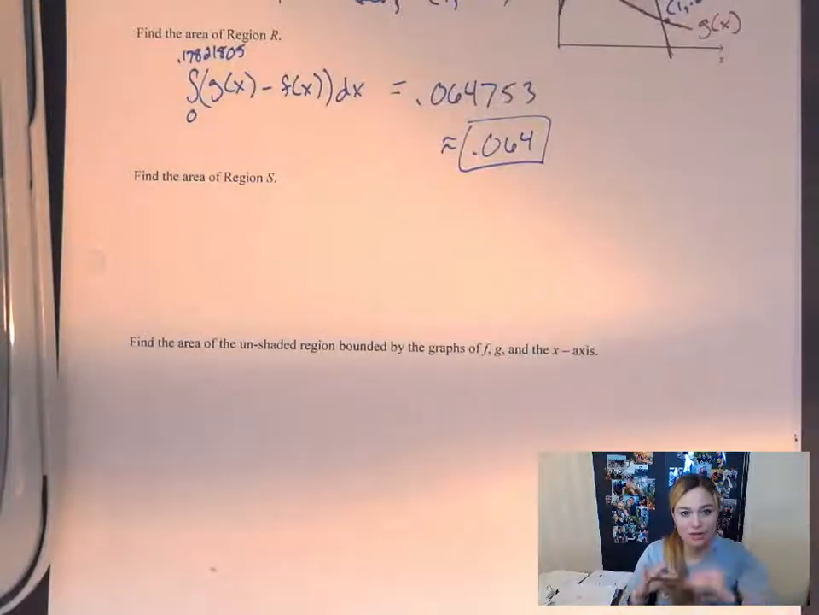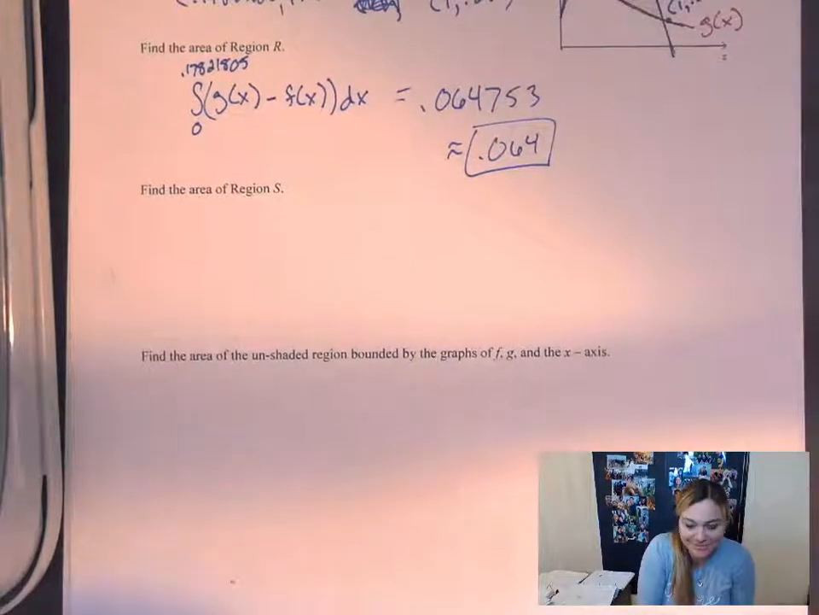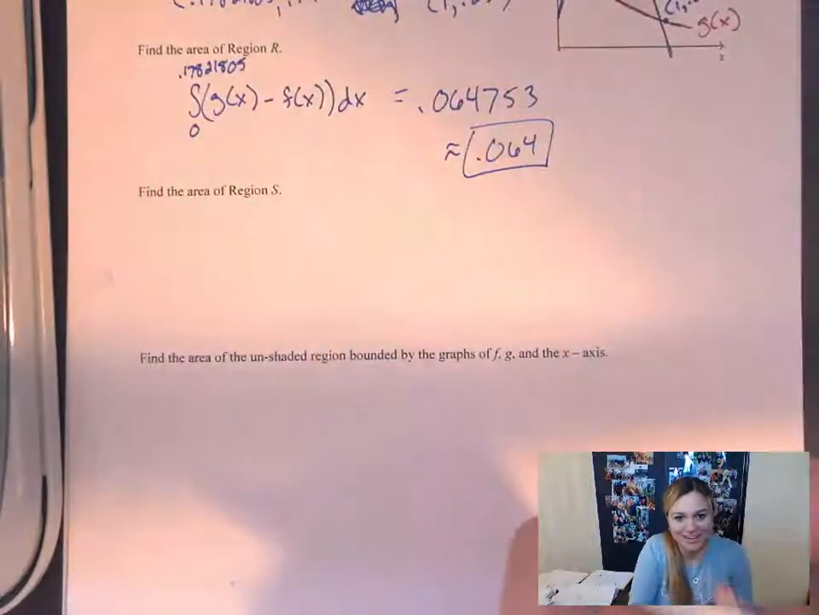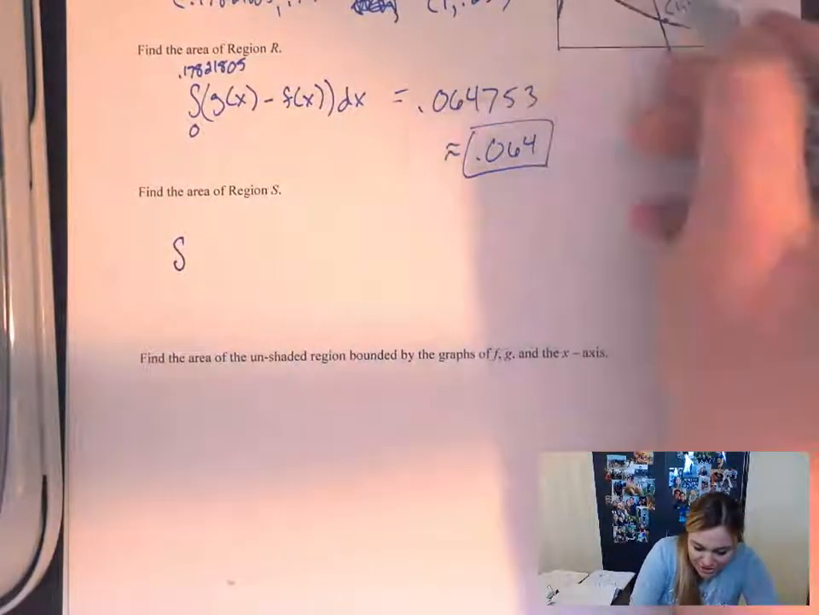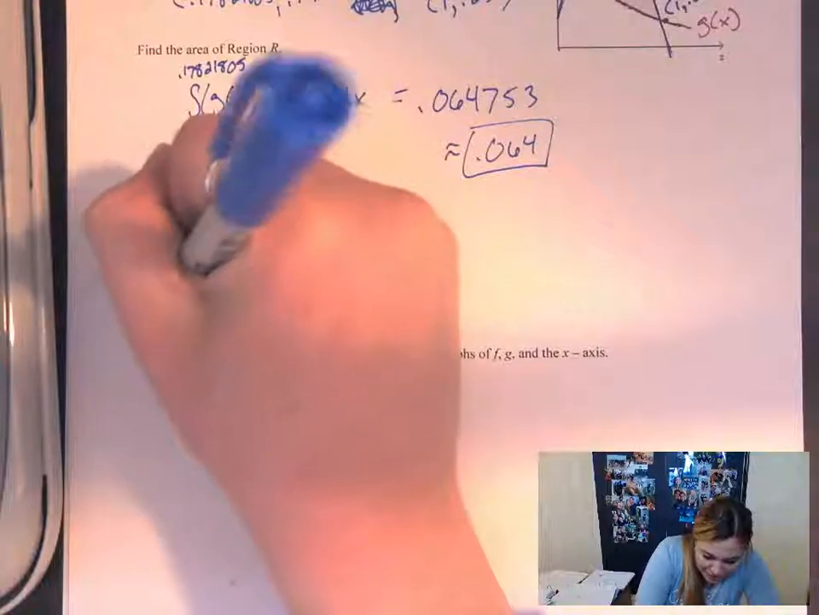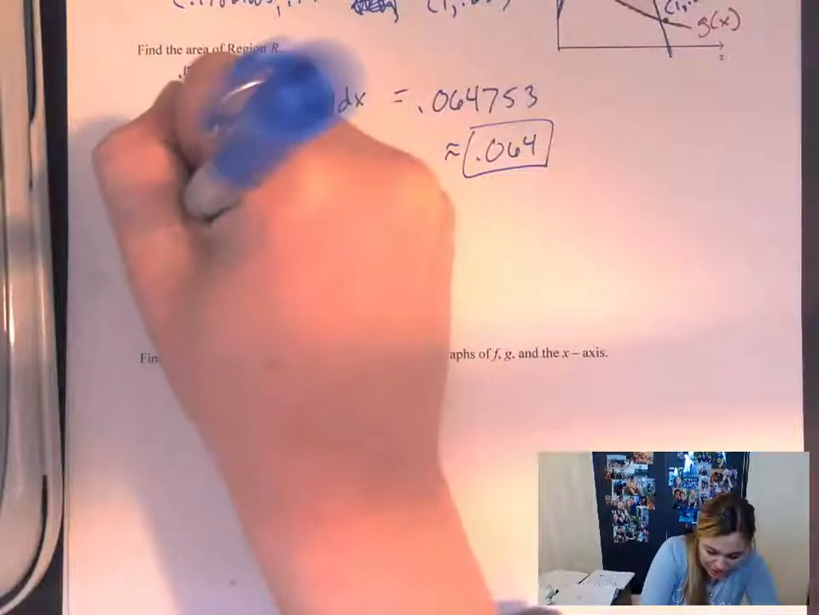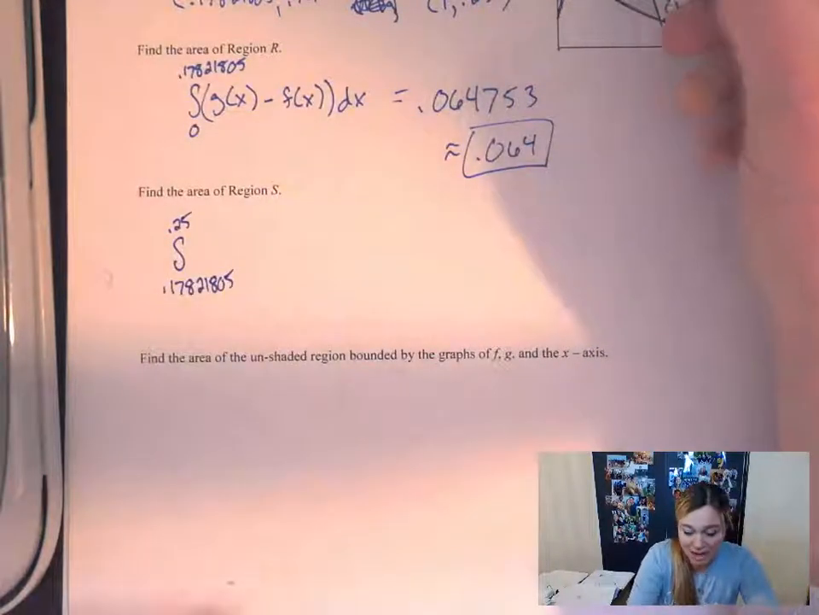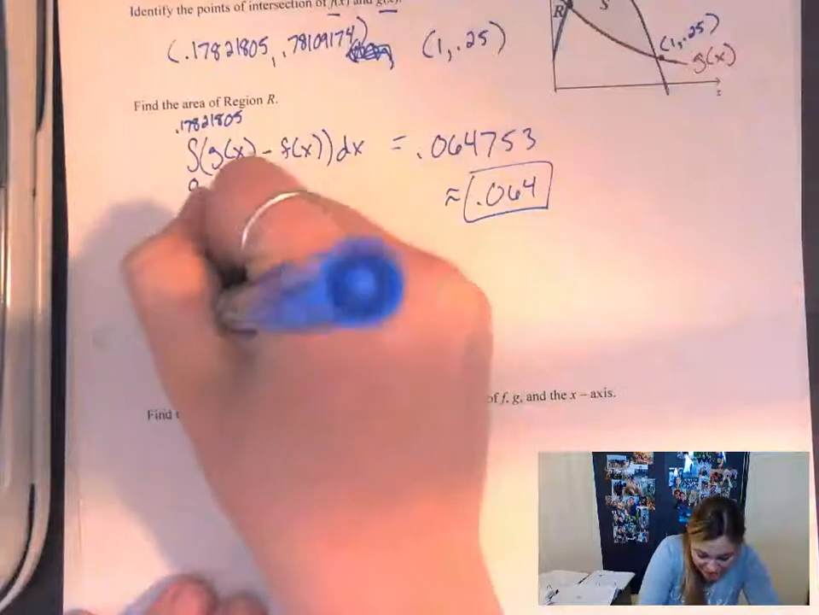You try this one. How do you find the area of region S? Try to do the entire problem from start to finish and just meet me at the end. You can do it. Or maybe you're right here with me right now. So I'm going to find my intersection points. This was 0.17821805, 2.25. My function now that's on top would be f of x minus g of x.